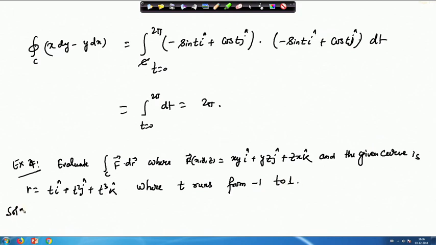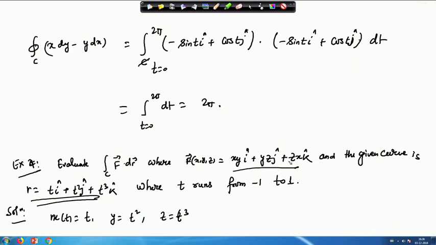Now, this is not a very complicated example. From the given equation of the curve, we can obtain our x(t), which is t, our y(t), which is t square, and our z(t), which is t cube. And then we substitute x(t), y(t), and z(t) in this equation, and we calculate dr/dt from here, and then we substitute the value of dr/dt, and we integrate from minus 1 to plus 1. So here in this example, the Cartesian form x(t), y(t) and z(t) of the curve is not given, but the vector equation of the curve is given. So from there, extracting x(t), y(t) and z(t) is relatively simple.